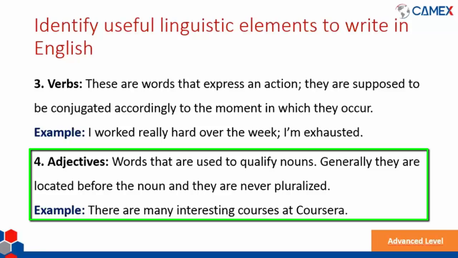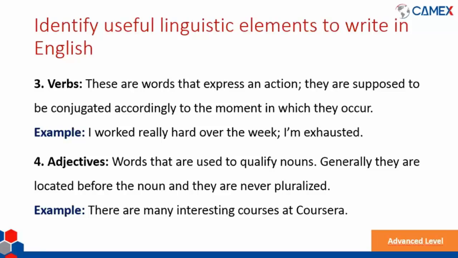Rojo, rojo, punto. Okay, so here we have two examples, and I'm going to give you some minutes to work on this. In the first example, you have to identify the verbs, and in the second, you have to identify the adjectives. Okay? Go.